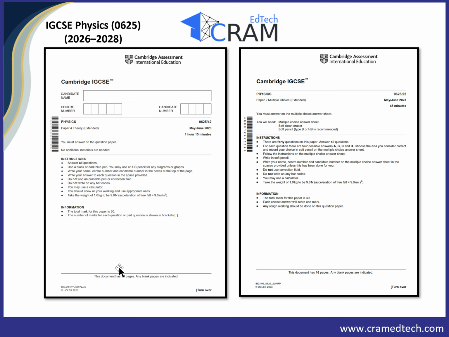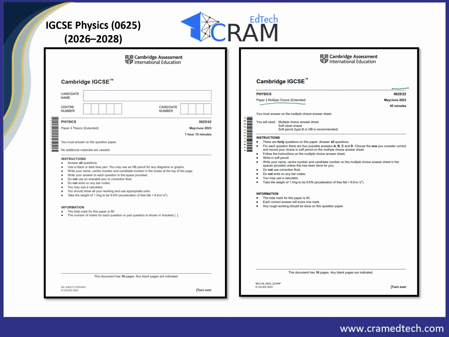I have shown you here the Physics IGCSE 0625 multiple choice exam paper, the cover sheet. You can see over here it is 062522. It is the May June 2023 examination series paper. So what does it mean? That it's paper 2 and the second variant of 0625. And you can see it is a multiple choice for extended.